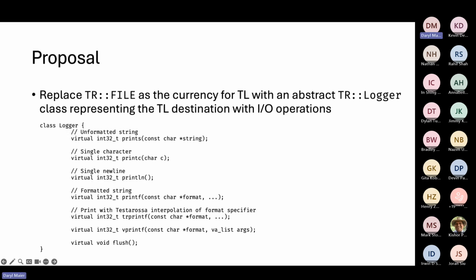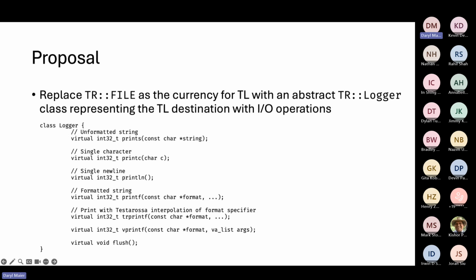So that leads into a proposal as to what we can possibly do here. Essentially, one of the things that we should be doing is replacing TR file as the currency for all the tracing and logging. And what I think we could replace that with is an abstract class, just calling it a logger class, that essentially represents what you want to do with the diagnostic information that you're writing out, right? So it's not just a destination, it's really more of a class that's got various members in it that can perform I/O operations of some sort.